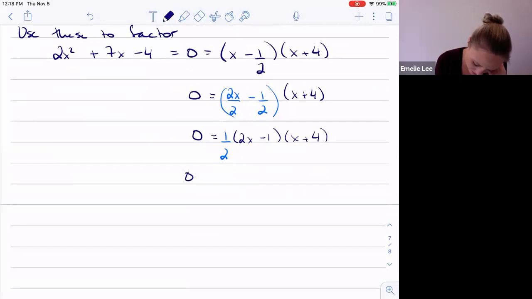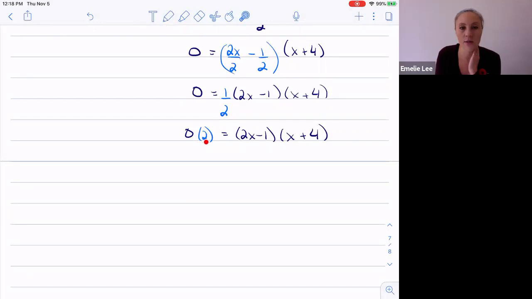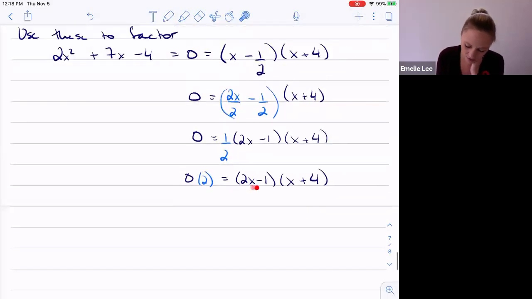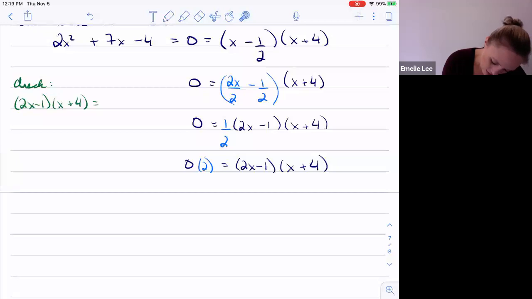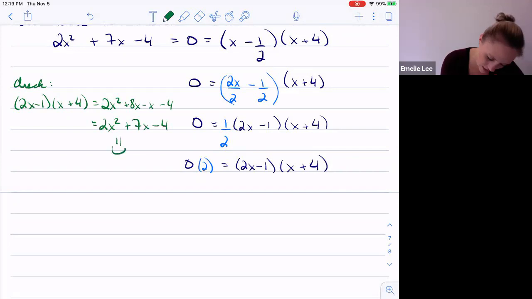So I get 0 is 2x minus 1 times x plus 4. So this thing is equal to 0. 0 times 2 is 0. And now I just want you to check it to make sure you end up back here. So let's just check. 2x minus 1 times x plus 4 is 2x squared plus 8x minus x minus 4, which is 2x squared plus 7x minus 4. Whee!